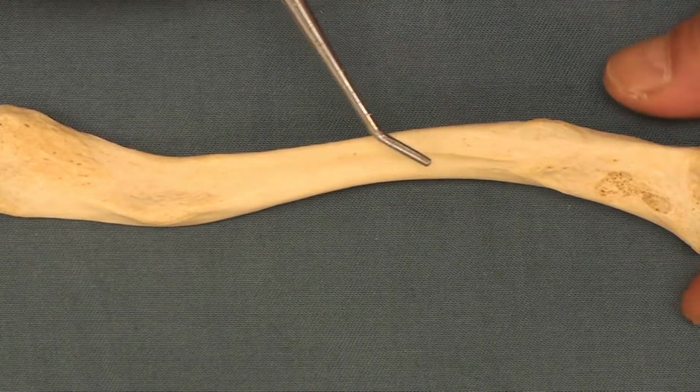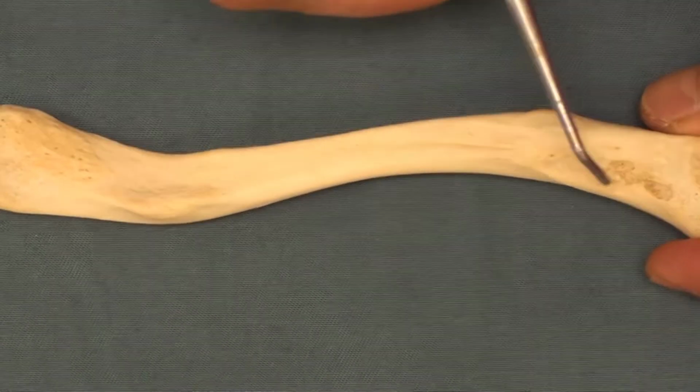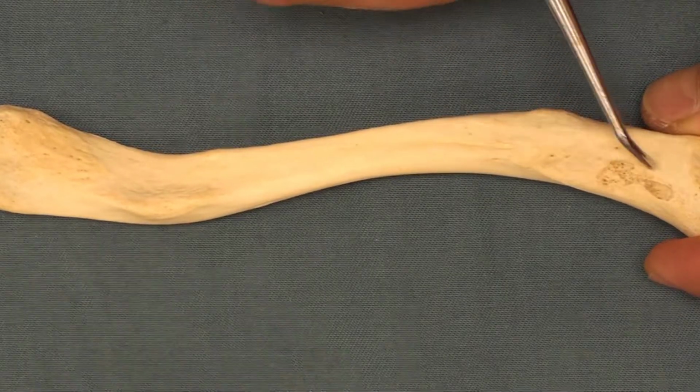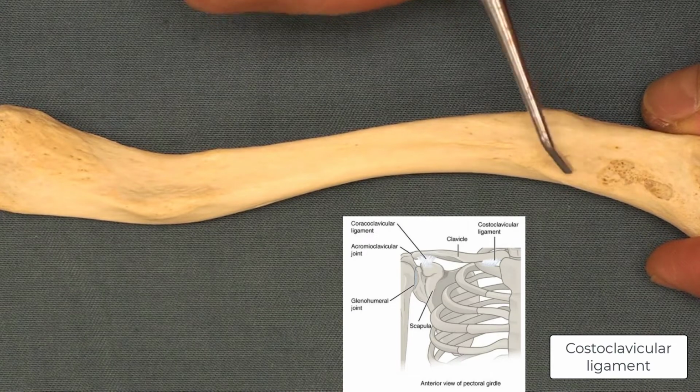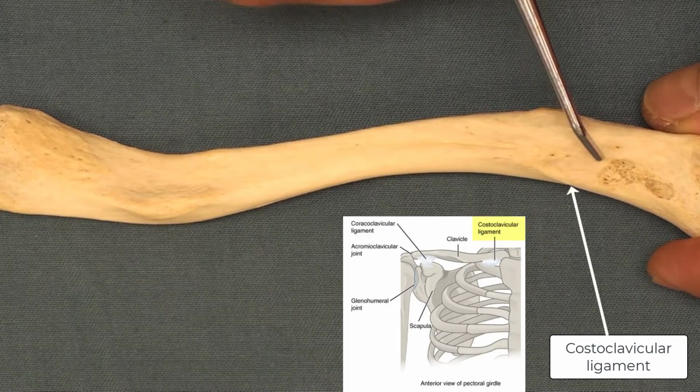Also good to know that on the inferior surface, close to the medial end, right there, there is an impression for the ligament which is between the rib bone and clavicle, the costoclavicular ligament.